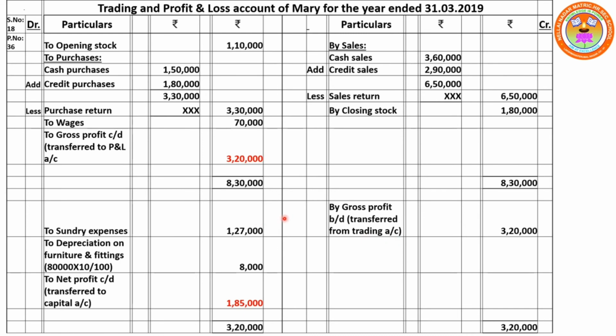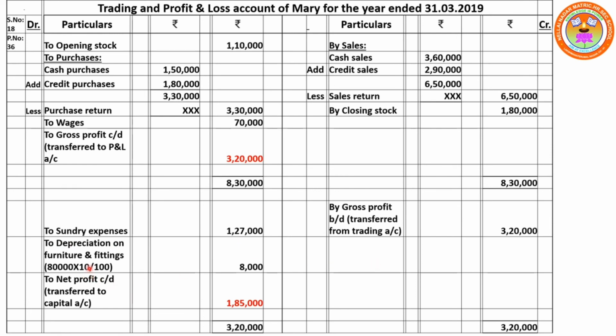So the next step, P&L account. Bring the gross profit to the opposite side of the profit and loss account, the credit side. By gross profit brought down, transferred from trading account, 3,20,000. Now all the indirect expenses. Look at the cash book. To sundry expenses 1,27,000. So no other income.